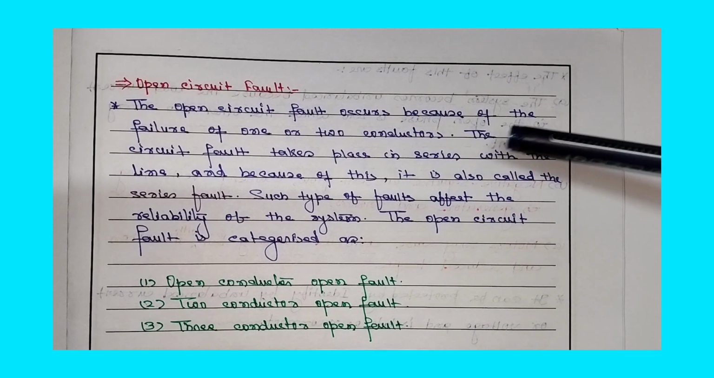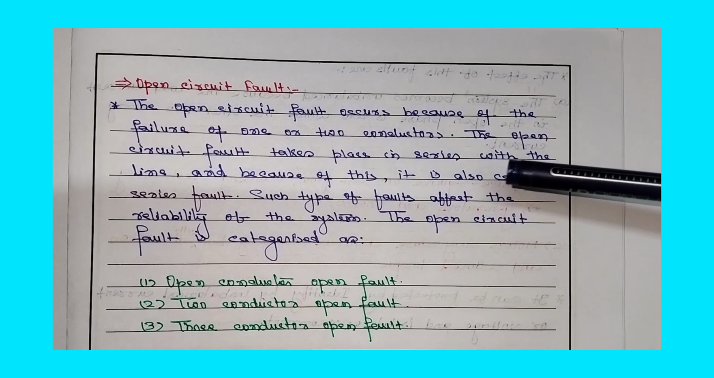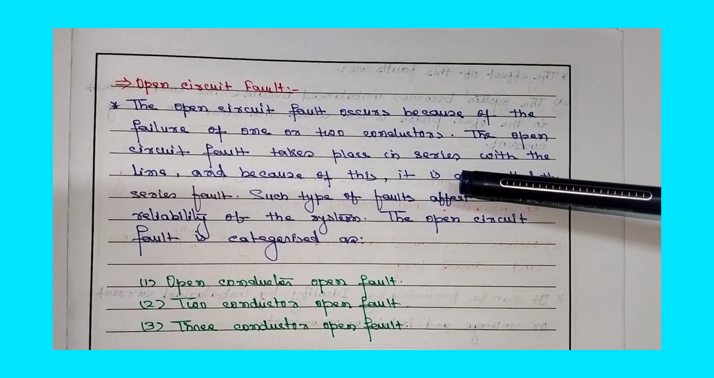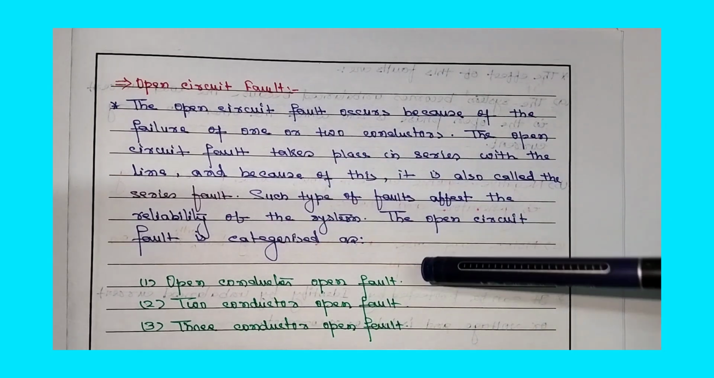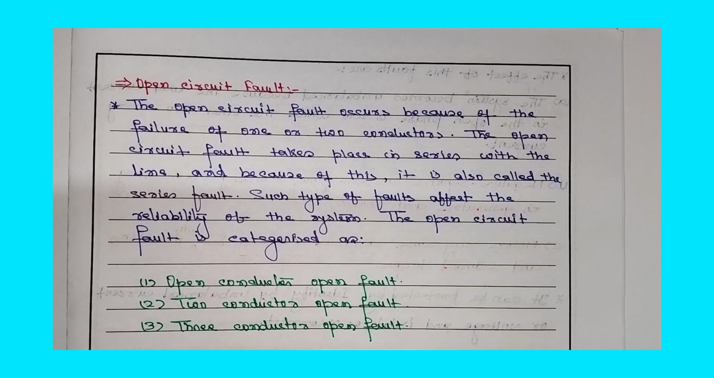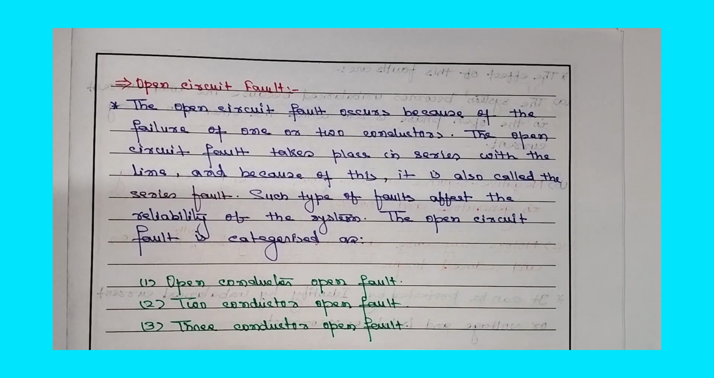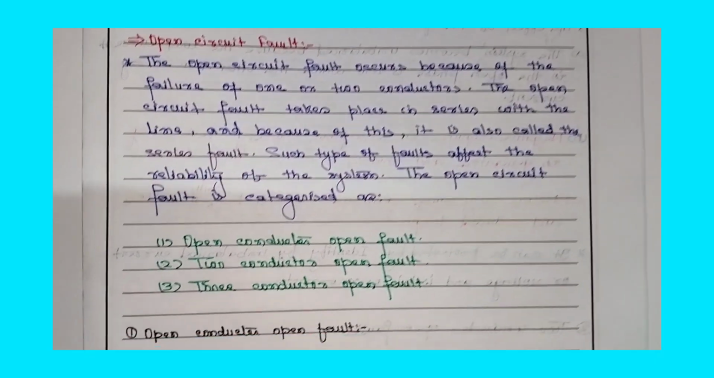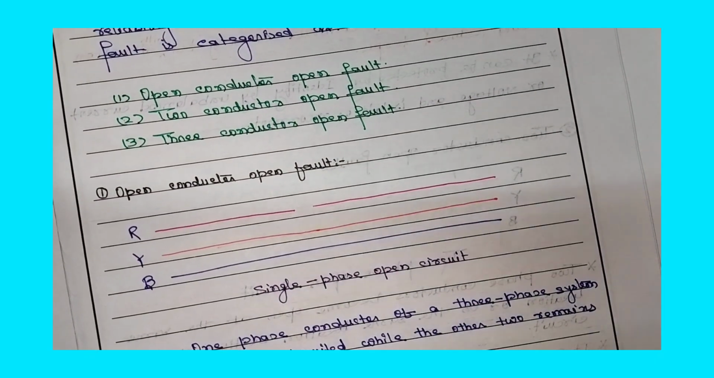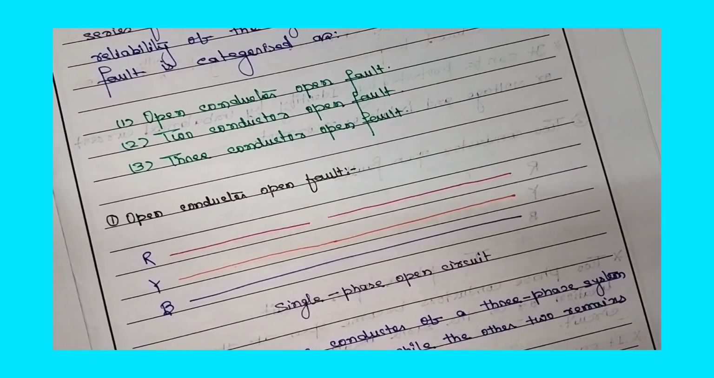The open circuit fault takes place in series with the line, and because of this it is called the series fault, because it always happens in the line. Such types of faults affect the reliability of the system.